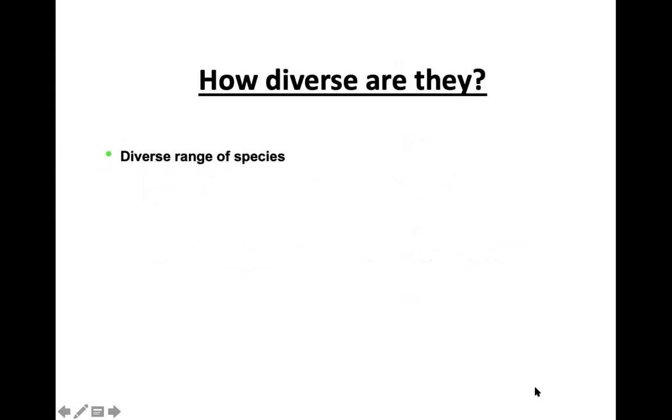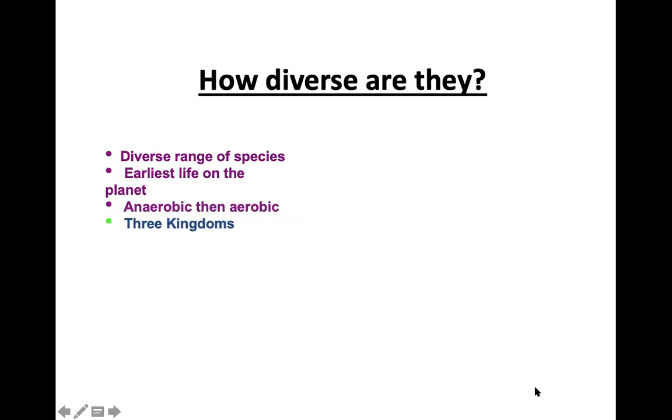How diverse are they? Yes, they are a diverse range of species. Earliest life on the planet, I told you, was anaerobic, then aerobic. Three kingdoms are available. Plants and animals are eukaryotes because they are multicellular complex organisms. Their cells contain the eukaryotic nucleus, that means the nucleus is enveloped in the cell. But bacteria are prokaryotes, and archaea are prokaryotes. Their nuclear material, that is DNA or genomic material, is open in the cytoplasm.